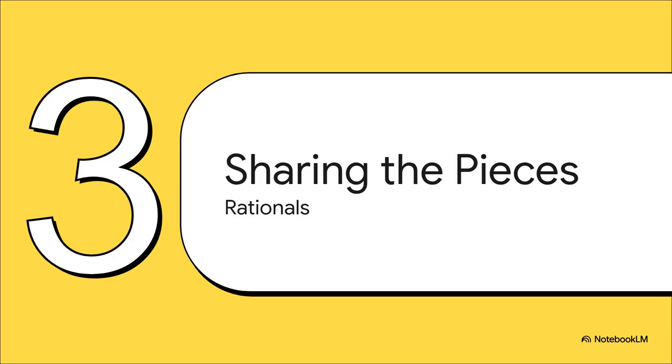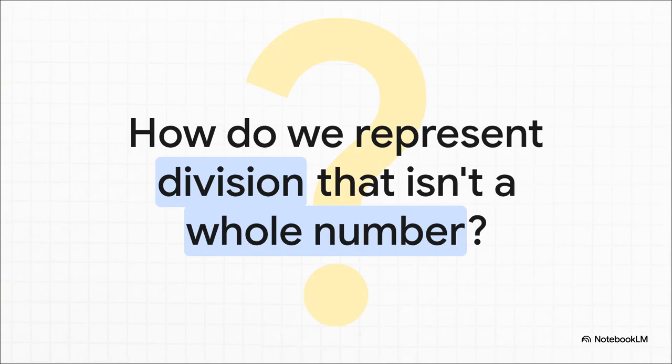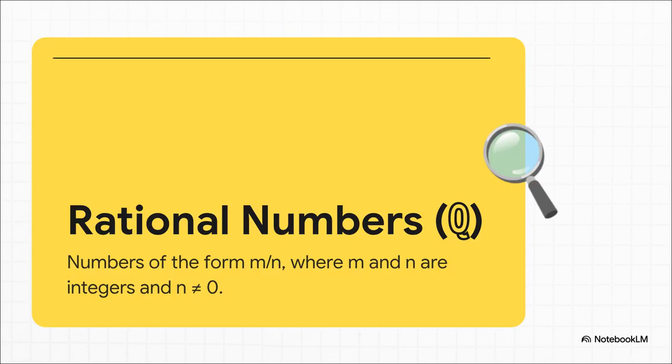Okay, so now we have this infinite line of whole numbers. But what about all that empty space between them? This brings us to our next big problem. Yeah, if you have 4 cookies to share among 5 friends, how much does each person get? The integers can't help you. 4 divided by 5, well, that's just not an integer. We needed a new way to talk about the pieces, the fractions of things. And that's when we get the rational numbers.